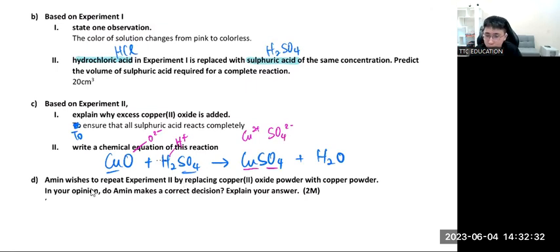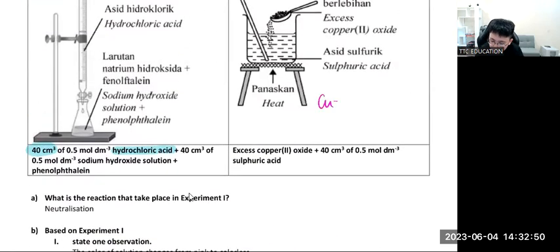Okay, Amin wishes to repeat experiment 2 by replacing copper 2 oxide powder with copper powder. In your opinion, does Amin make a correct decision? Explain your answer. So do you think Amin is doing the correct thing? I take copper oxide away, I put copper. Now it's copper plus H2SO4. You might think you get CuSO4 and then H2. This might sound correct, might sound legit, but if you remember, can copper displace H? Cannot. So this actually cannot happen.